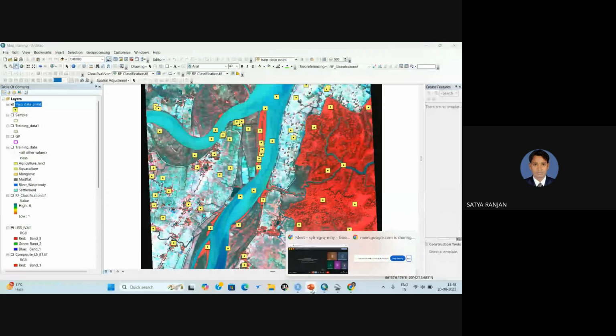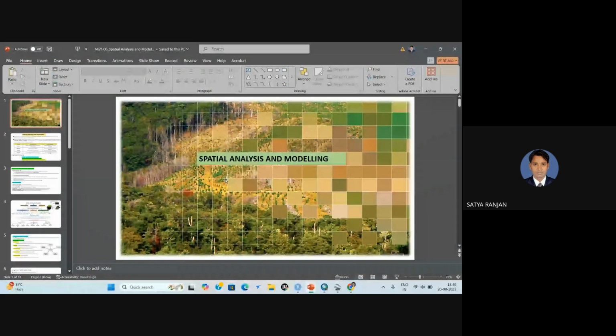So this is the classification, and today there is a topic from MGY-06. This is not my topic, it is from Rakesh Thakur, but due to some medical issue, I have to cover it. So today the topic is spatial analysis and modeling.